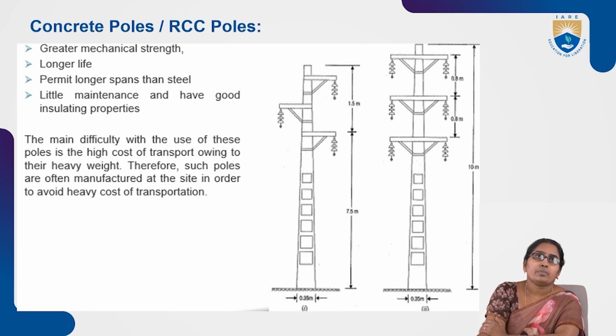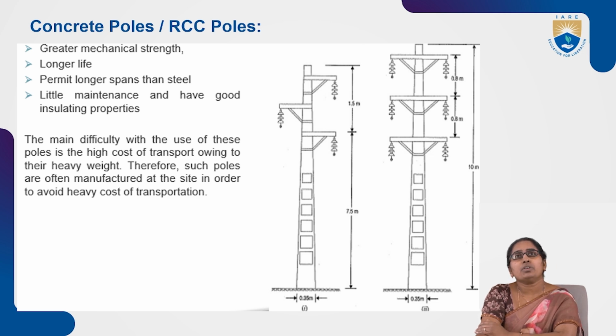Next, concrete poles, also mentioned as RCC poles. We'll see in the picture on the right side how a concrete pole looks, which you might have seen on the roadside. What are its properties? Greater mechanical strength, longer life, permit longer spans than steel, little maintenance, and good insulating properties. Then there is one difficulty: the high cost of transport owing to their heavy weight. Therefore such poles are often manufactured at the site in order to avoid the cost of transportation.